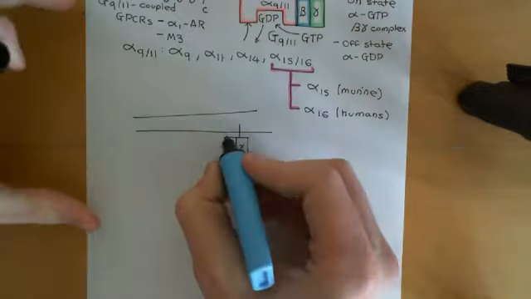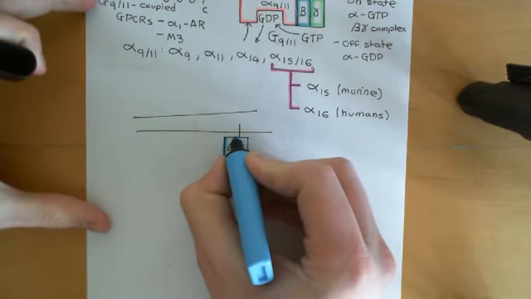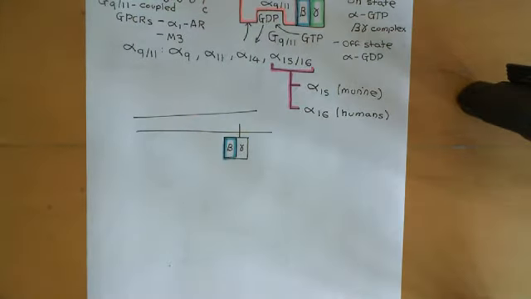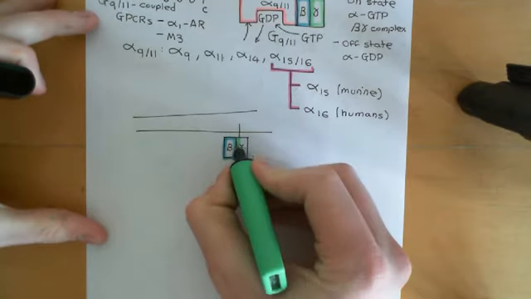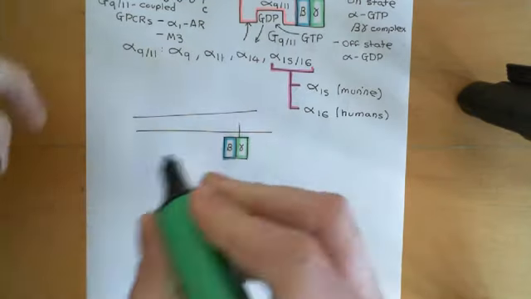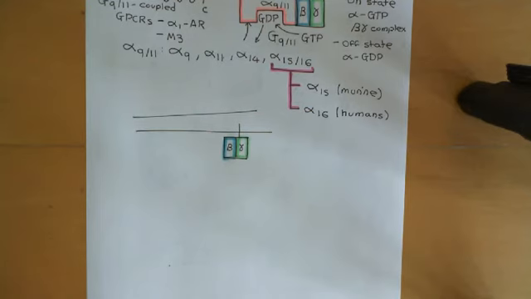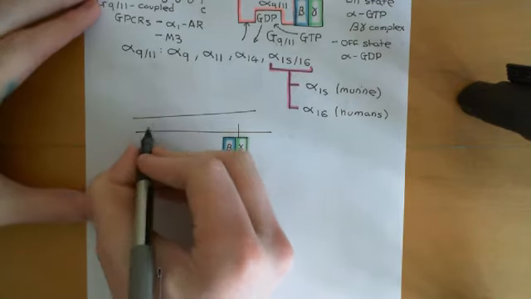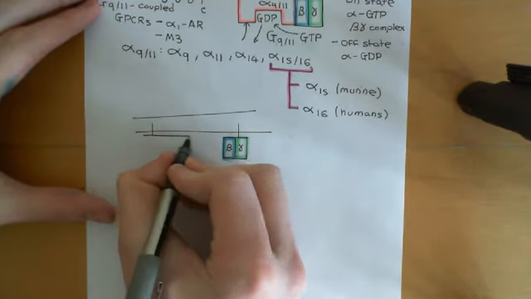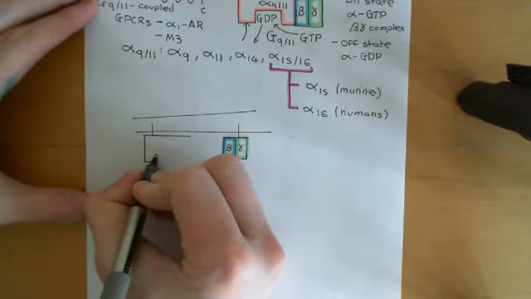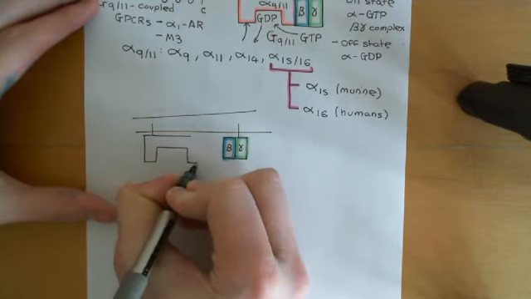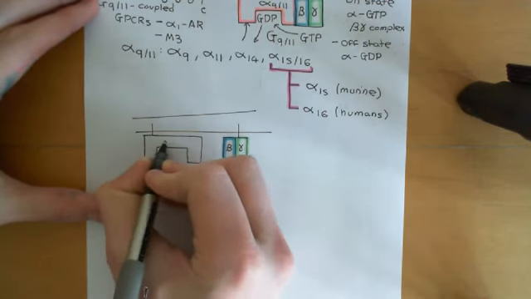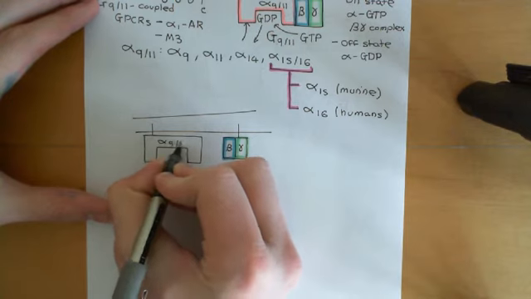Now that the alpha subunit has got the GTP bound, so here's beta and here's gamma, and now the alpha Q/11 with the GTP in will also change in conformation so much that it breaks off the activated G protein coupled receptor. So you'll also have the alpha Q/11 subunit now on its own, free from the G protein coupled receptor with the GTP bound to it.